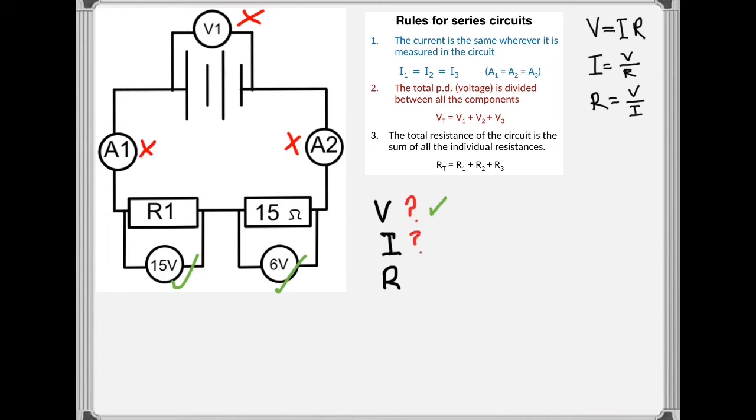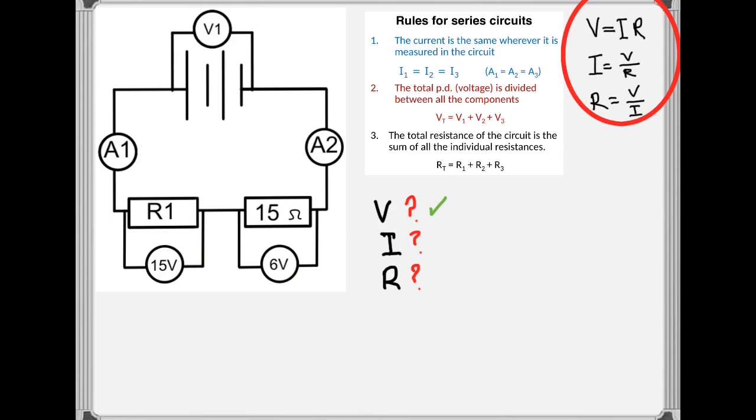Well, what about the current? Well, we don't know anything about that at all. And the resistances, well, we know one, but we don't know the other. So at the moment, we've got a bit of a problem because, out of the 3 variables, we've got 2 unknowns.